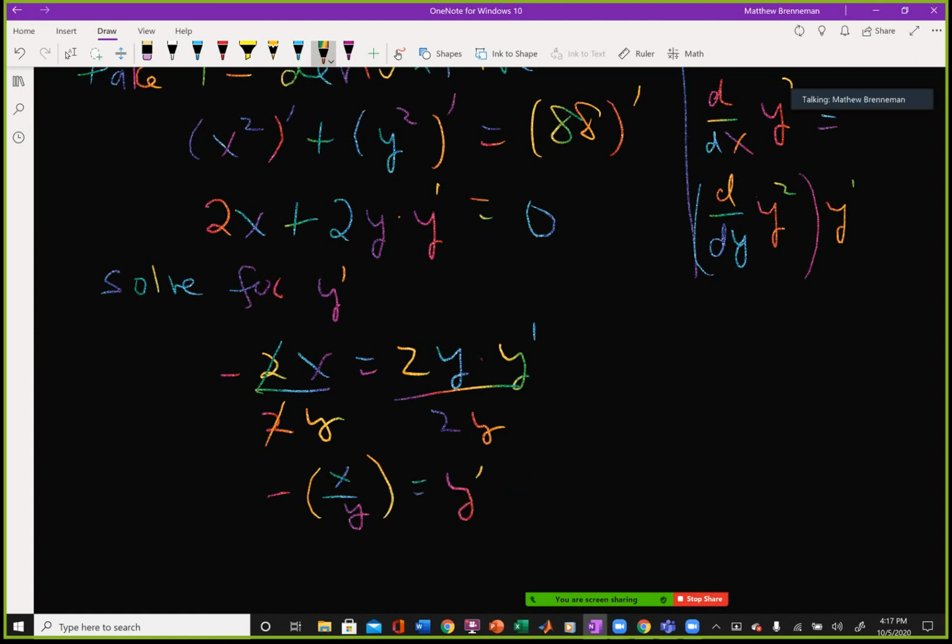Now I do this for two reasons. First of all, notice that when I take the second derivative, I have a choice now, right? I could take the derivative of this expression up here, okay? So I could take the derivative of this equation here.